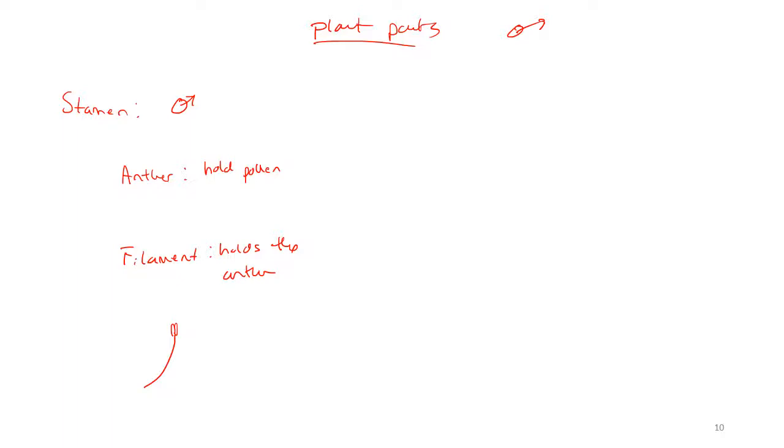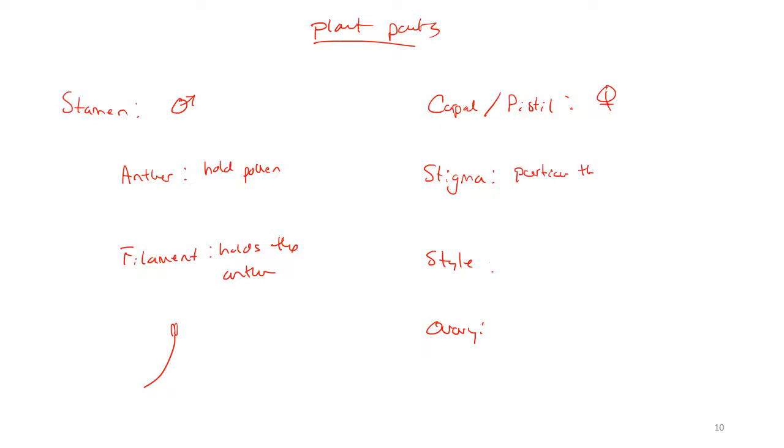Whereas with the female reproductive system, of course, we call this whole thing the carpel, or sometimes it's called the pistil. But anyway, this is of course going to be the female reproductive organ. And then we're going to see three parts here. We're going to have the stigma, we're going to have the style, and we're going to have the ovary. The stigma, style, and ovary are kind of from top to bottom. This is going to be the portion that catches the pollen.